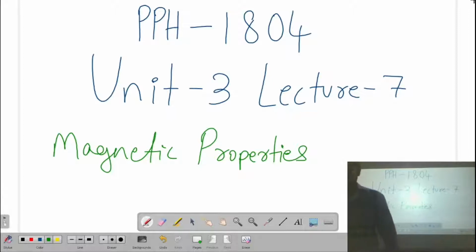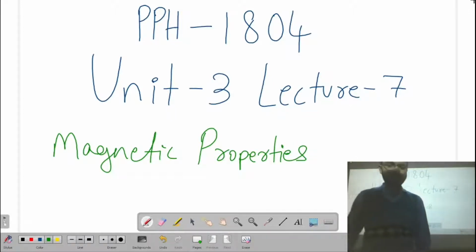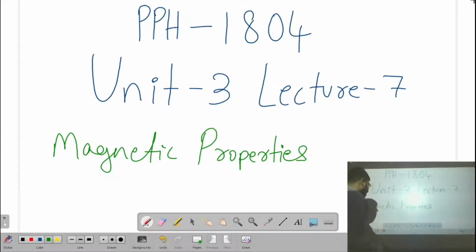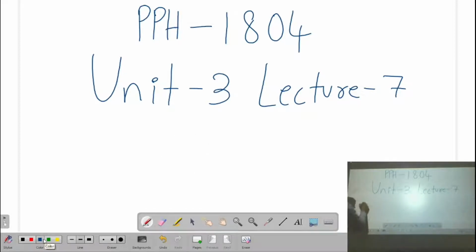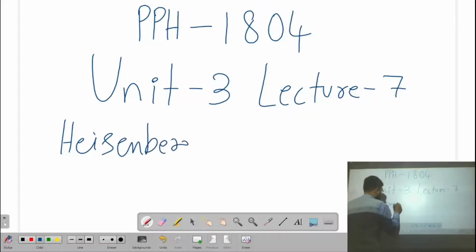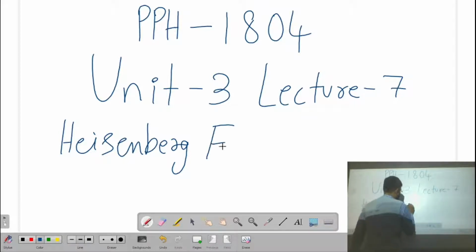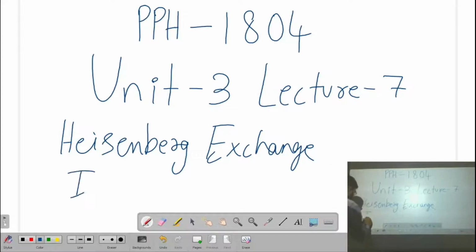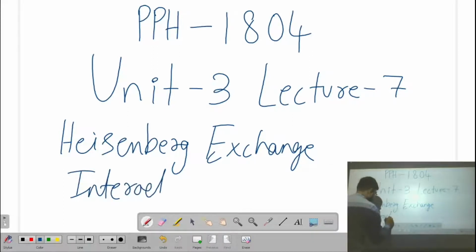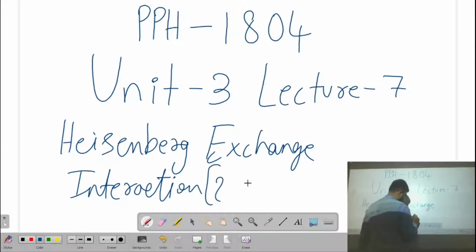In the last lecture we have studied the Heisenberg exchange interactions in ferromagnets, considering two hydrogen nuclei.